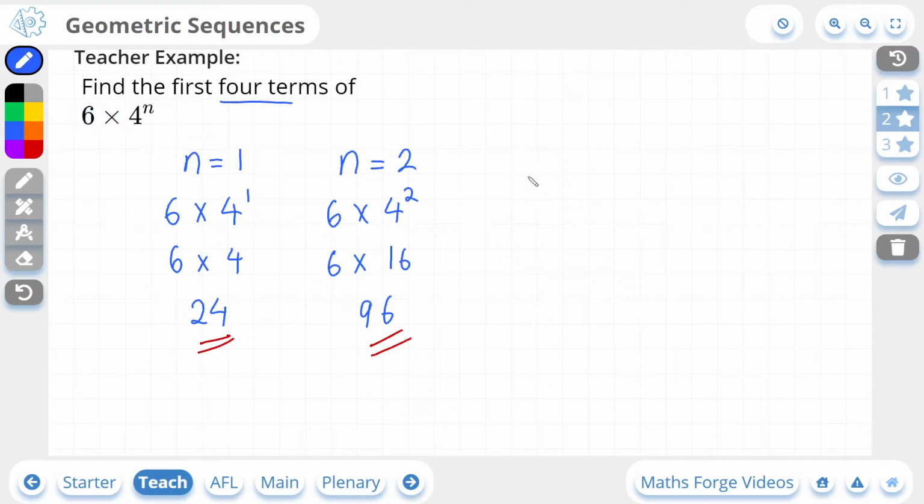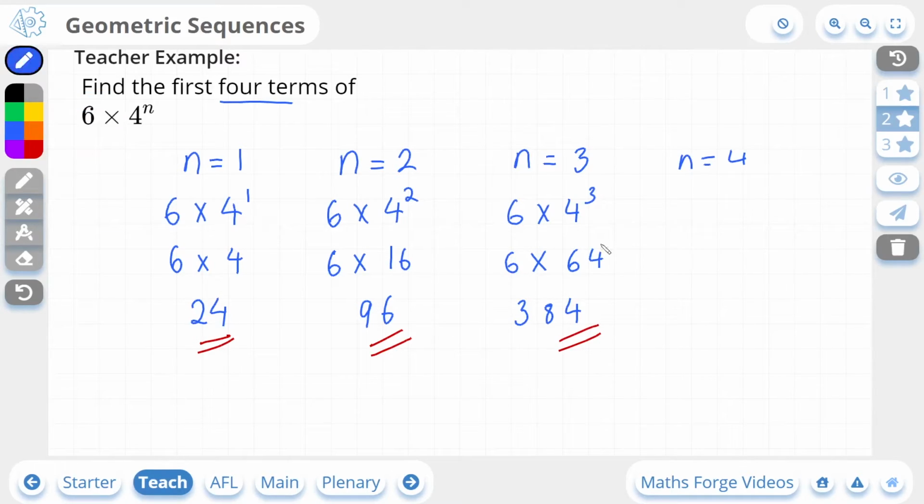We're going to do this again with n equal to 3 and n equal to 4, because they have asked us to find the first 4 terms. So when n is equal to 3, we're going to have 6 times 4 to the power of 3. And this simplifies to give us 6 times 4 to the power of 3, which is 64. And 6 times 64 is going to give us 384. So this is going to be the third term in our sequence.